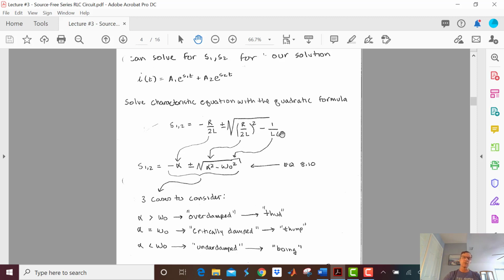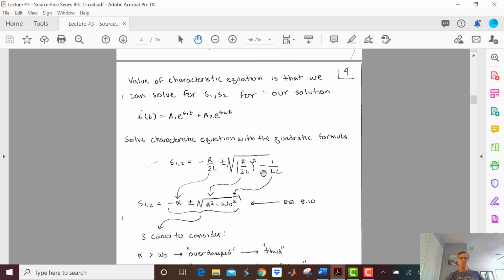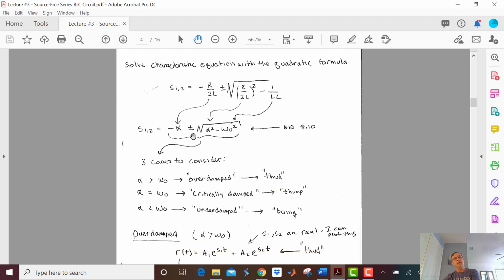Okay, so I talked so long we probably forgot where we were. We are solving our characteristic equation. We're using the quadratic formula to get these two values of S, which are S1 and S2, that we will use in our final solution. And so we use the formula and we get something that looks like this, and our toadstools are alpha and omega naught. So let's look at this equation.